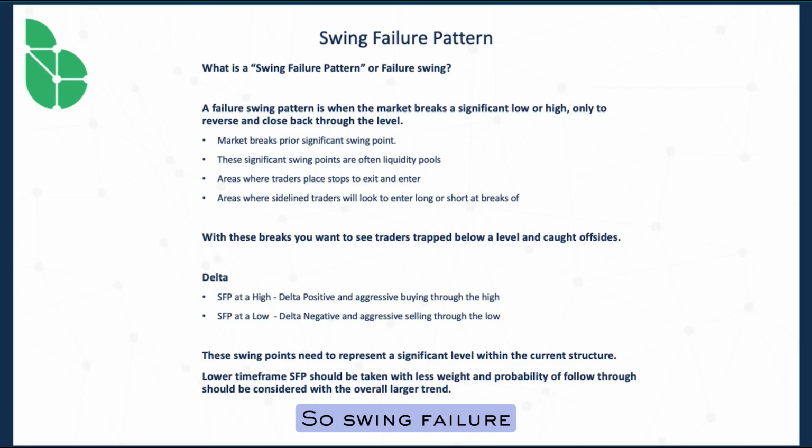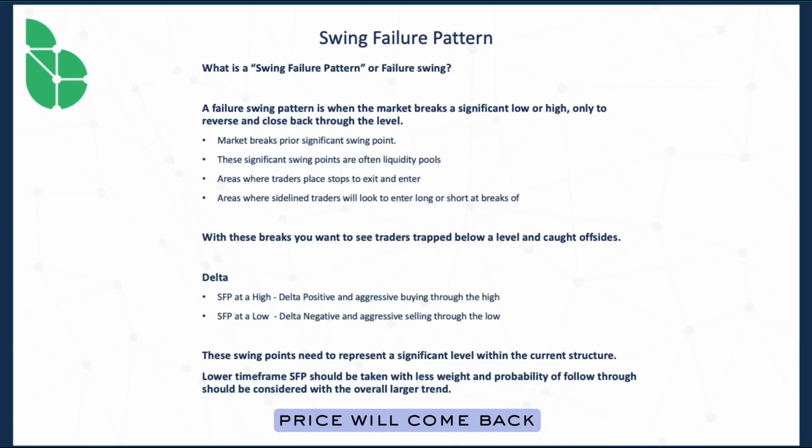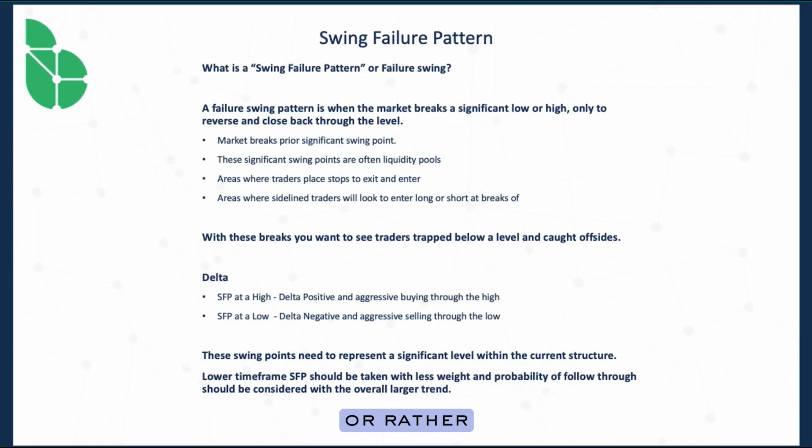A swing failure pattern is when the market breaks a significant high or low, only to reverse and close back within the level. If we're talking about a swing high, price will come above the swing high and then close back below it. If we're talking about a point of market structure such as a swing low, price will come below the swing low and then close back above it.